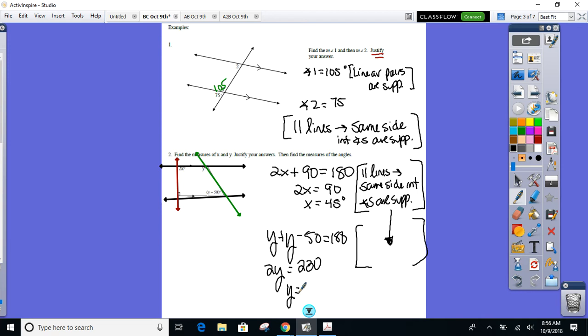Buck 1. And then the final part says find the measures of the angle. So take your x and y, plug it back in, find the 3 missing angles for me. Go ahead and find the 3 missing angles.